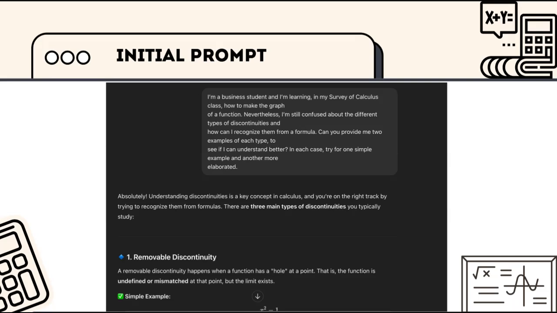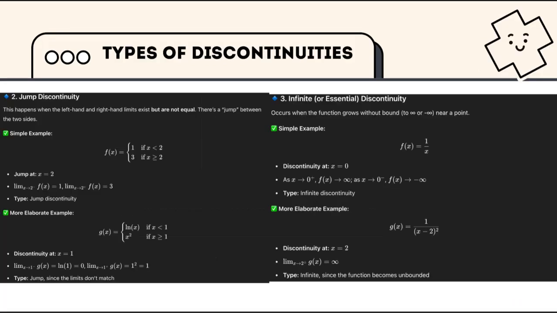For the first one, a removable discontinuity happens when a function has a hole at a point. That is, the function is undefined or mismatched at that point, but the limit exists. And it gives us two simple and one more elaborated example. For the second one, the jump. The jump happens when the left-hand and right-hand limits exist but are not equal. There's a jump between the two sides.